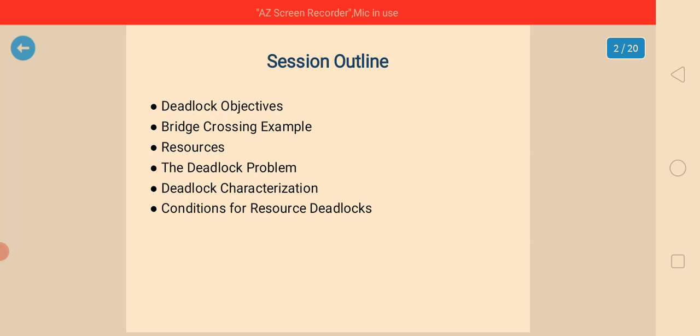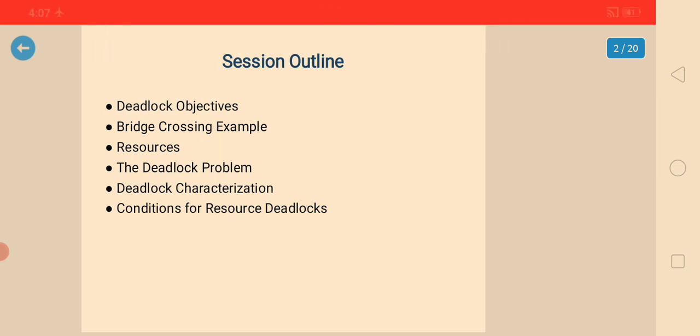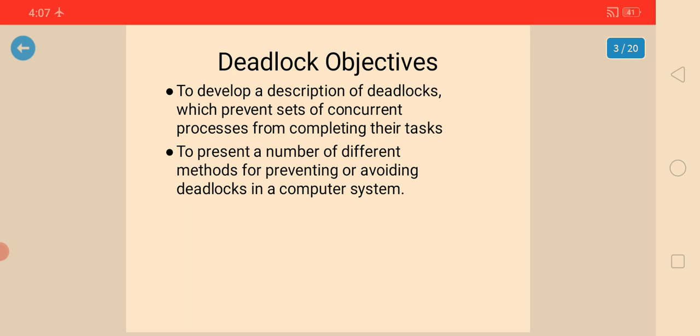In this session: deadlock objectives, the bridge crossing example, resources, the deadlock problem, deadlock characterization, and conditions for resource deadlocks. We will discuss them one by one. First of all, we are going to see what a deadlock is.